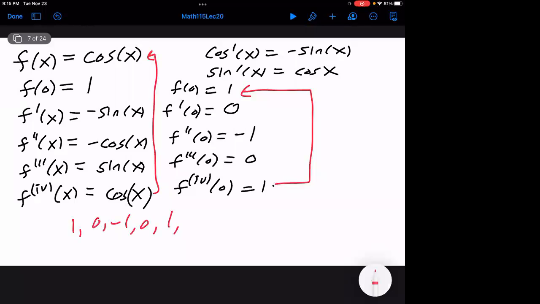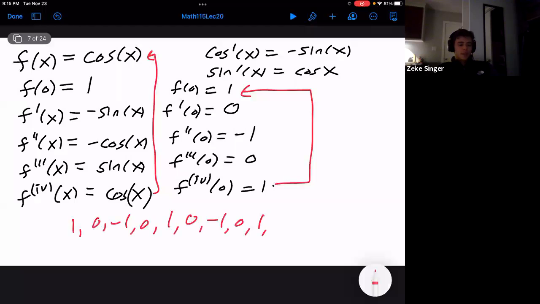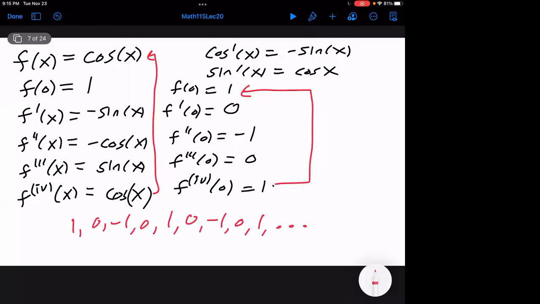What comes next? 0, -1, 0, 1. Which, of course, makes sense in the context of the trig function. This would be true for sine too. Sine would just start at a different place in the loop.